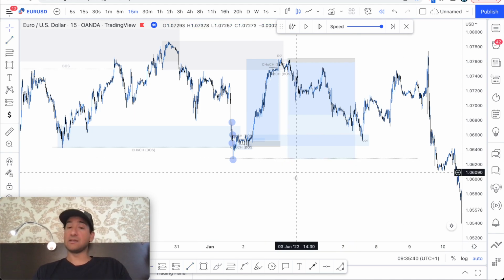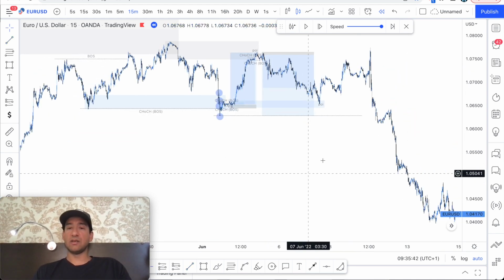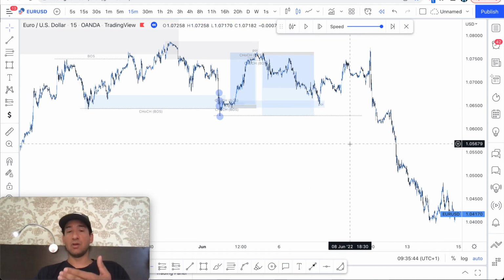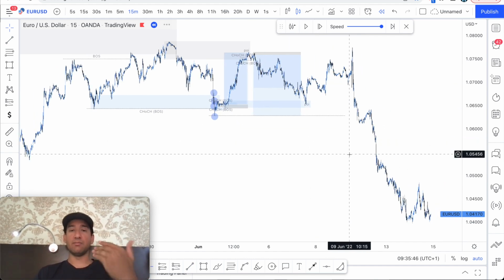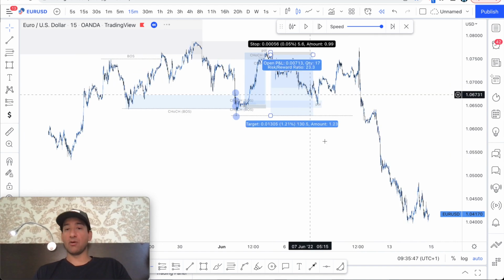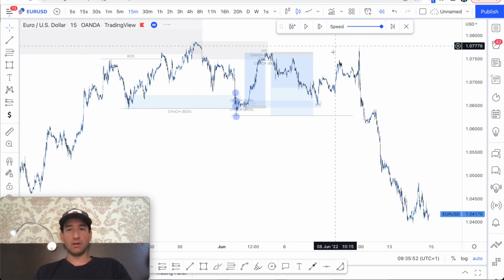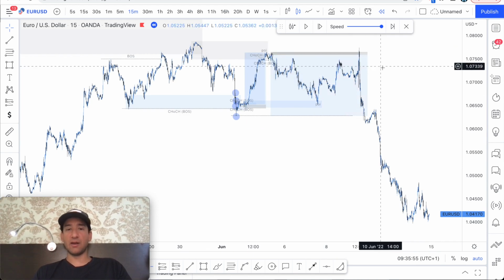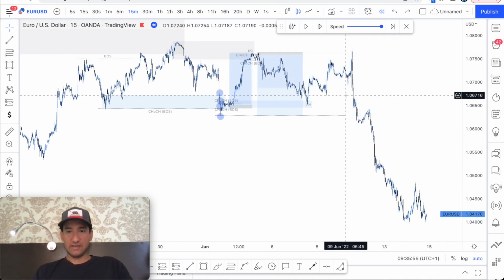And if it gave us that second break of structure, then of course we can deem and validate this as a potential sell-off, that this is actually a complete bearish structure going to the downside, right? So that's that.